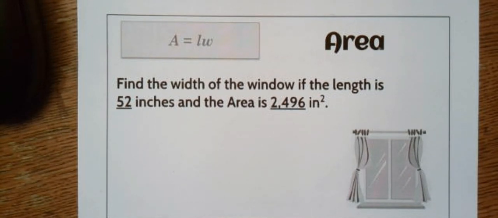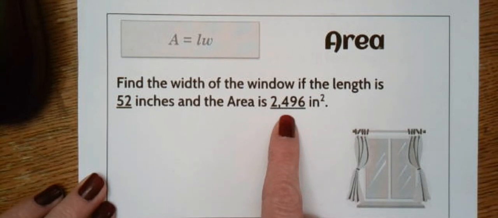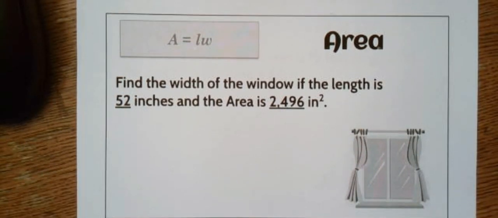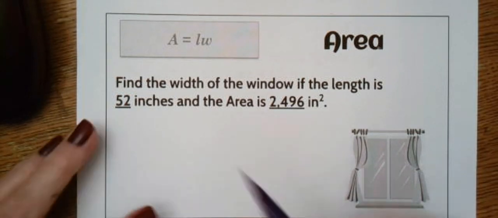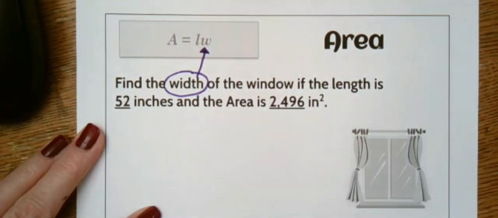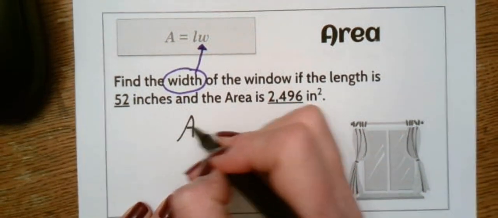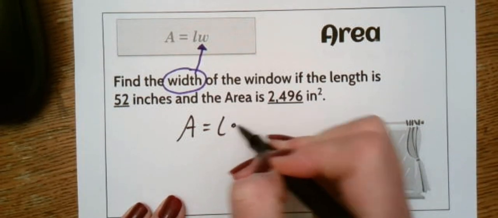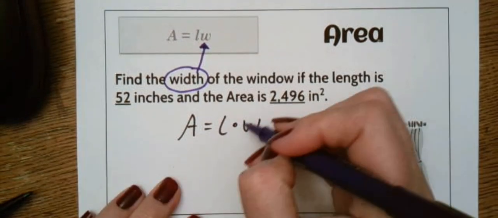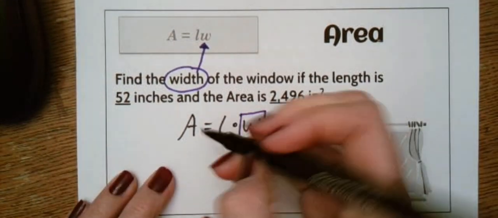We are asked to find the width of a window if the length is 52 inches and the area is 2,496. We can see that this window is in the shape of a rectangle. We are asked to find the width, so I'm going to circle the width. That means in the formula, we're solving for W. We're always going to start off by writing the formula that's going to help us solve the problem. And that's the formula for area of a rectangle. I'm going to put a box around W because that's the variable that I'm solving for.